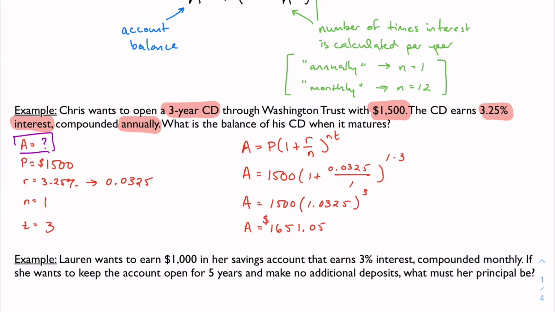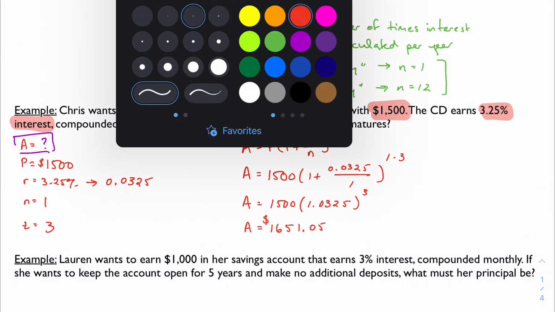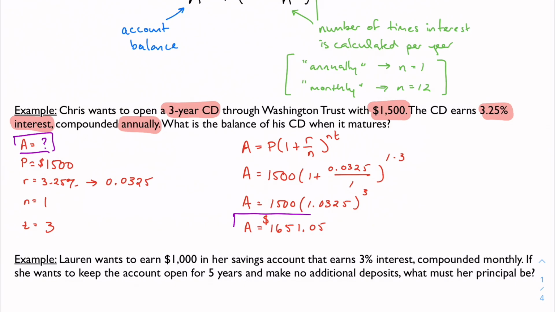Of course, this is dollars. And I get a final account balance of $1,650,105. So you can see over 3 years I've made about $150 in interest, which is just pretty good.